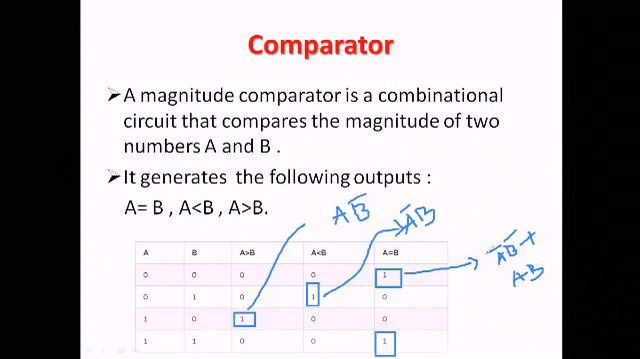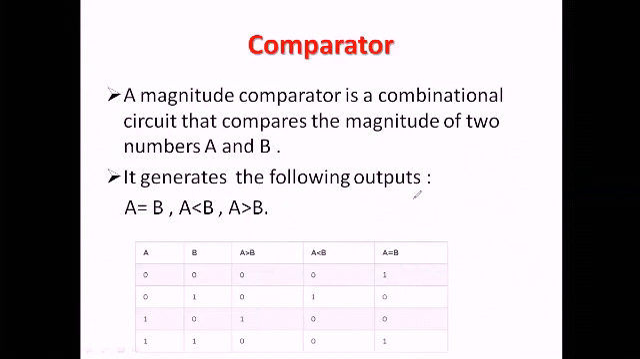So here we can see the 3 expressions. This one is the expression of A equal to B. And this one is the expression for A less than B. And this expression is for A greater than B. So we have got the 3 expressions. So I hope this is clear to all of you. Now let us move to the next slide.